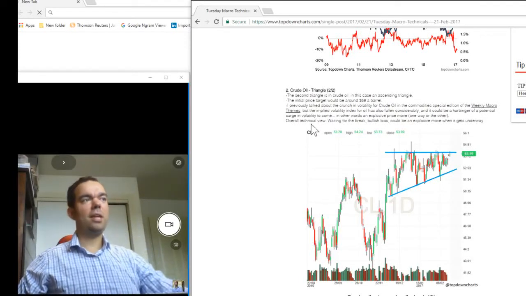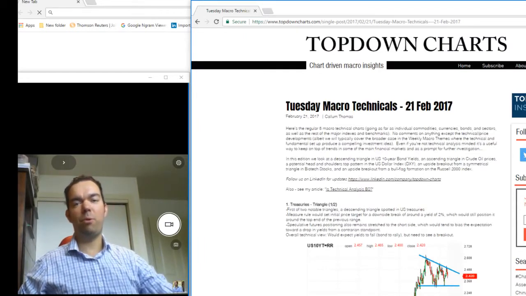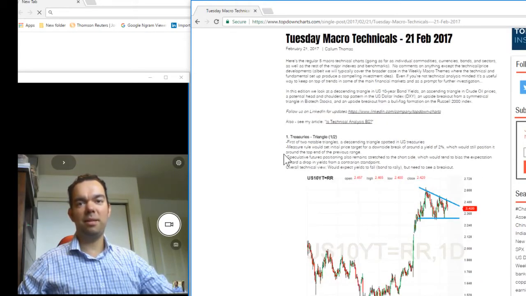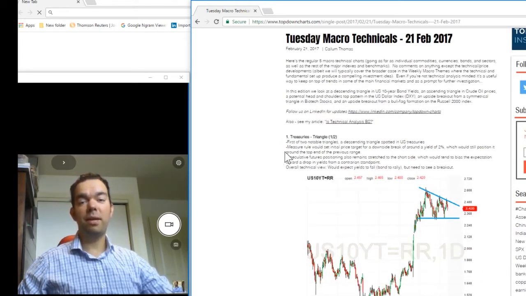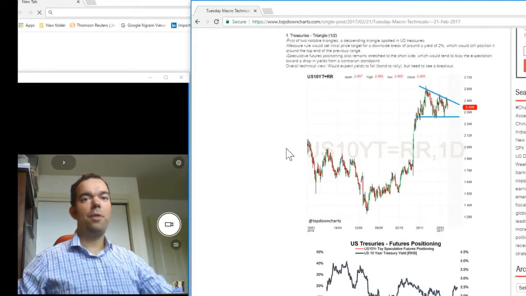Today we are looking at the Tuesday macro technicals report. This is a report where I go out and look across a multitude of different markets and see if there's any interesting patterns, or particularly any interesting signals in some of the key or major asset classes. On that note, the first one we're going to look at is US Treasuries.